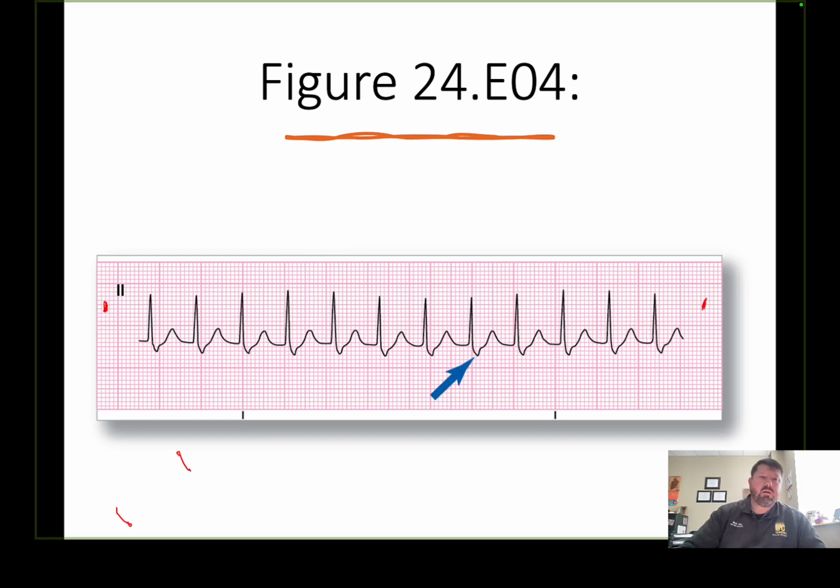On this next example, I've already used my calipers and figured that I need another complex where each red mark is. So counting that, 2, 3, 4, 5, 6, 7, 8, 9, 10, 11, 12, 13, 14. I've got a rate of 140. Regular rhythm. So the blue arrow on this strip is pointing to an inverted P wave that's occurring immediately after the QRS. So this is that pseudo S wave. This is a common finding in junctional tachycardia, known as the pseudo S wave. So my rate's 140. It's regular.